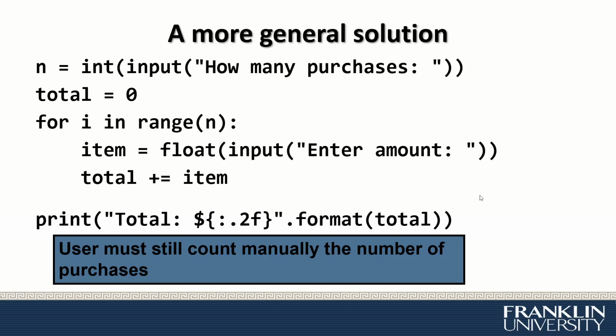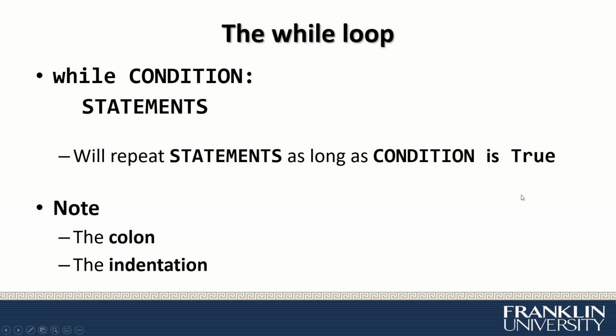So what do we do then? Here comes the while loop. In a while loop, while the condition is true, it will execute the statements inside the while loop. It will repeat the statements as long as the condition is true. And again, notice the colon and the indentation, just like the for loop.